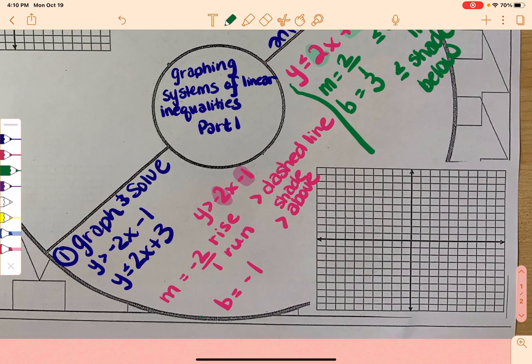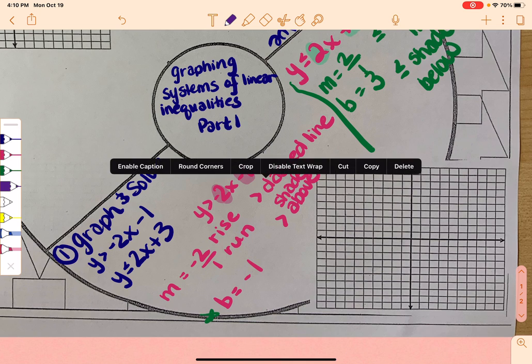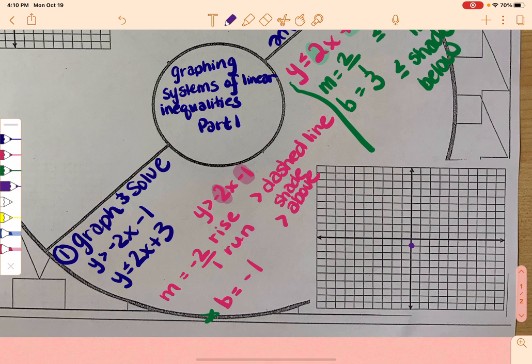So I'm going to start with this first one, and I start with the y-intercept. So the y-intercept is negative 1. My slope is negative 2 over 1, so I go down 2 and over 1. And then I'm going to go backwards and do the same thing. So now I have this made. I'm going to do a dashed line, if I can manage to do that without making too much of a mess here.